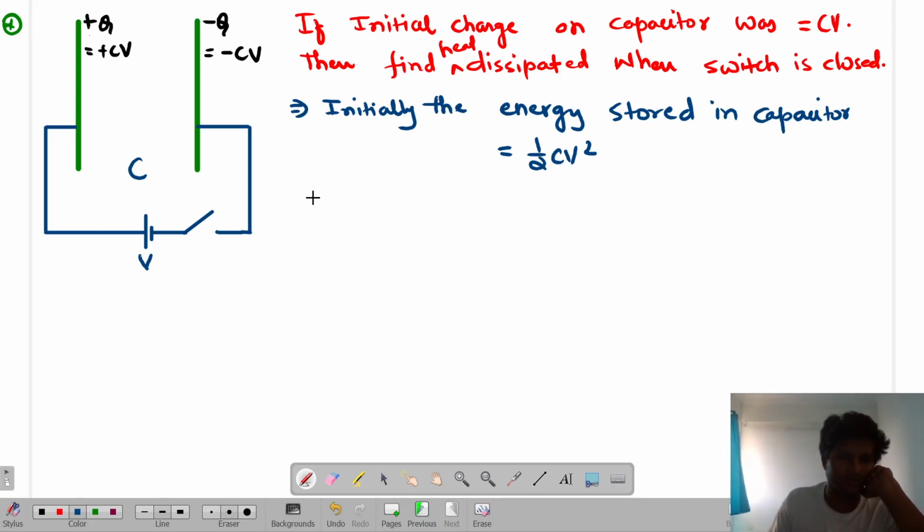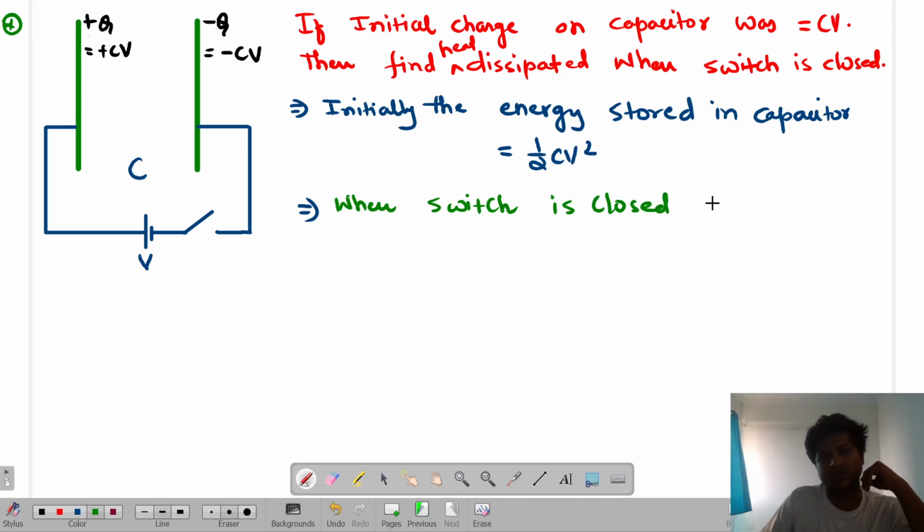Now when you close the switch, what will happen? The charges will start moving towards the battery or not? So look over here. Basically, when the switch is closed, then how much amount of charge moves? This is like discharging of the capacitor. So 2CV charge moves across the battery or not?